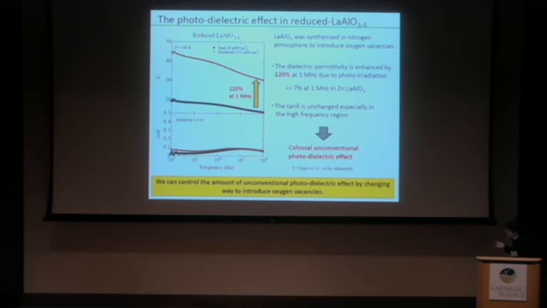This rate of change is much higher than that in zinc-substituted lanthanum aluminate. Furthermore, the tangent delta is unchanged, especially in the high-frequency region. These results suggest that we can control the amount of unconventional photodielectric effect by changing the way to introduce the oxygen vacancies.